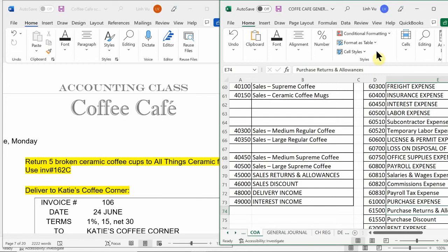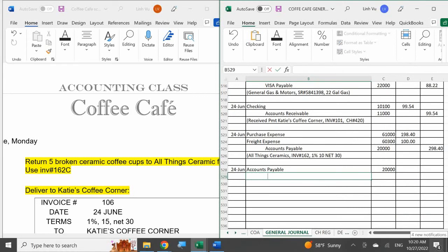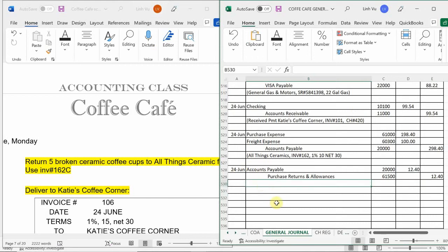Purchase returns and allowances 61,500. Okay? And I'm returning it for $12.40, right? Because that's what we said. We calculated that already. Okay, so you have everything that you need.